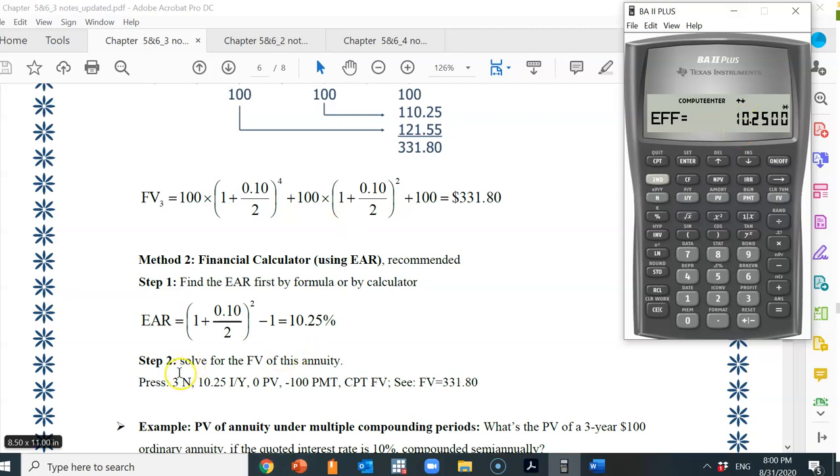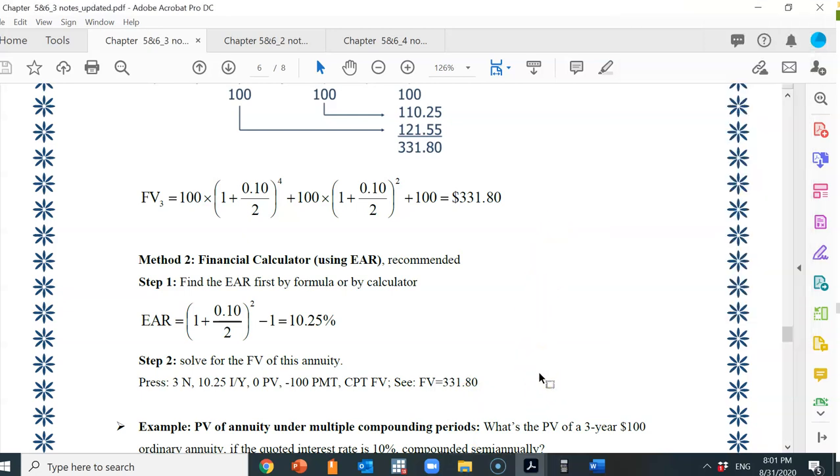Step 2. Now we know we have this rate 10.25 as I, and this is the annual rate, compounded annually. We can just treat this as a regular question with annual rates and 100s occurring at the end of the 3 years. So our N becomes the number of years again, because interest rates are compounded annually now using this effective annual rate. So we have 3 as N, I as 10.25, present value is 0, payment 100, compute for future value. We have 331.8 as our future value.